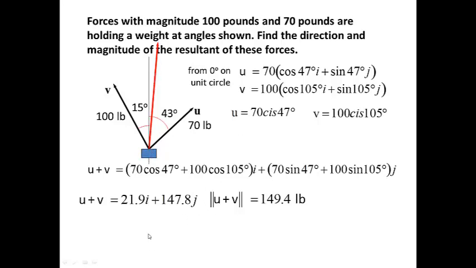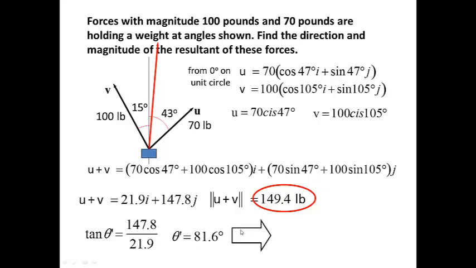Very good. Now you're going to find the angle of the force, sine over cosine. That is going to give me arc tangent of 147 over 21.9 gives me 81.6 degrees. We're in quadrant 1. We're good. Okay, so we're done with that one.